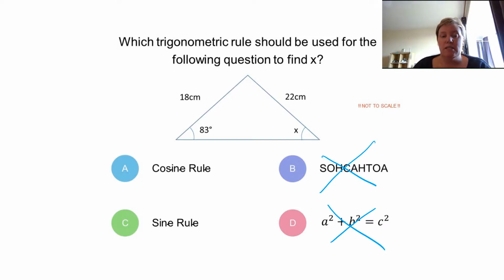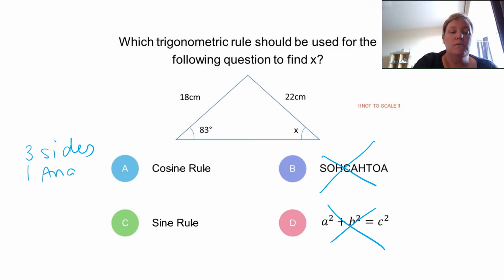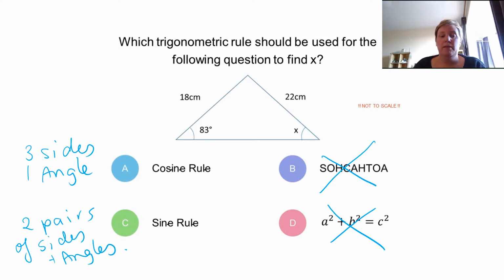And how I do it is this. With the cosine rule, including the thing I don't know, I should have 3 sides, 1 angle. Okay? So including the thing I don't know should be 3 sides, 1 angle. And if I'm looking at the sine rule, I should have 2 pairs of sides and angles. Okay, so again, one of those things can be missing from each.